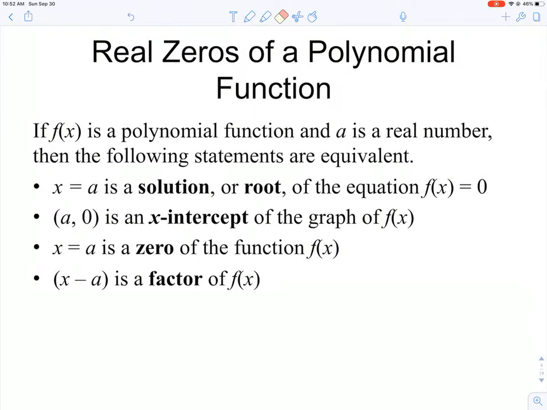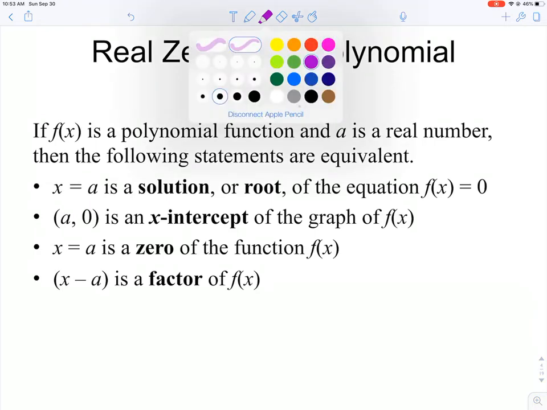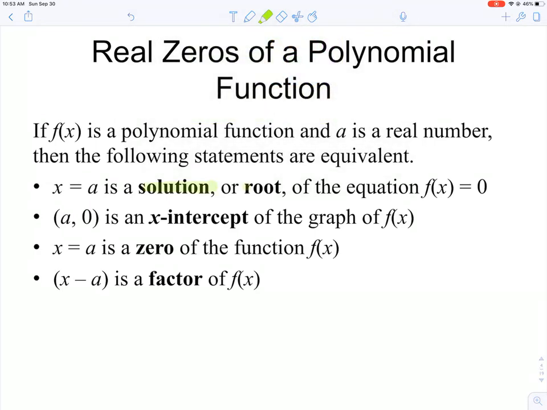Okay, so we're going to be determining the real zeros of a polynomial function, and all of these statements are related, but I just want to clarify the vocabulary. So x equals a is a solution, or a root. Those two words are interchangeable, to the equation f of x equals 0.